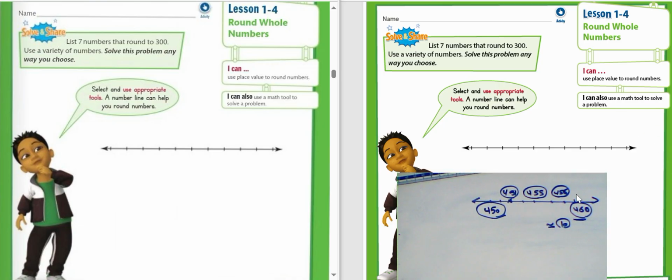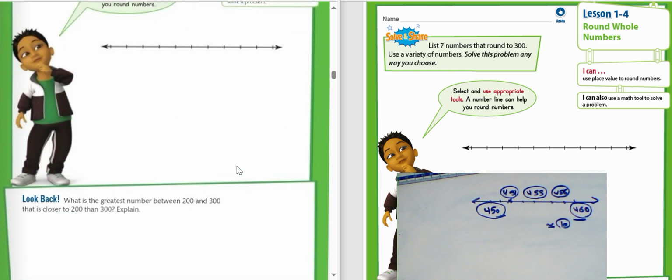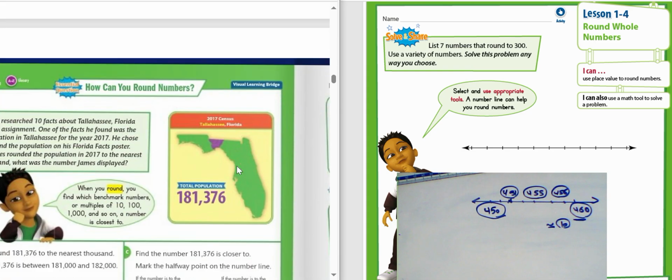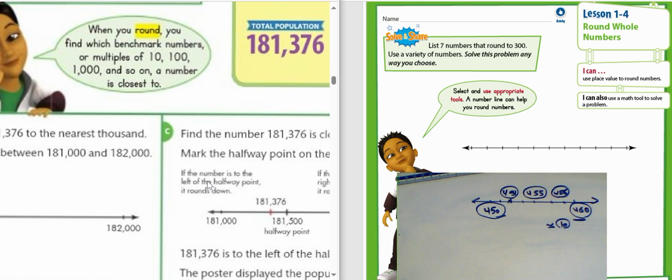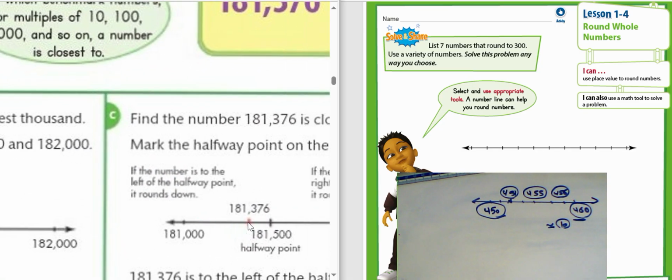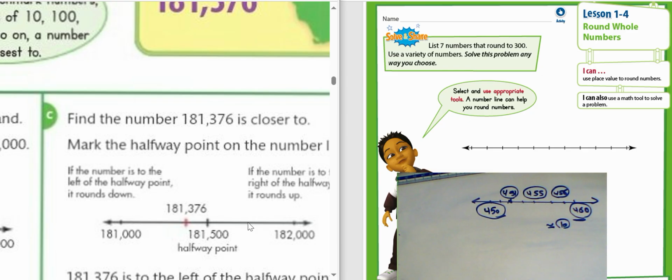Okay, look with me at the questions here from the book. Next page. Okay, this page, rounding with this number. We have 18,181,376. Approximating this number to the nearest thousand, it will be nearest to what? Nearest 181,000, because this number is less than the half of the two numbers. We have the halfway point 181,500. This number is nearest to 181,000.